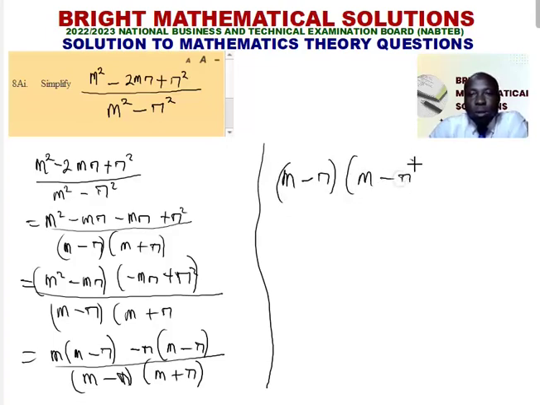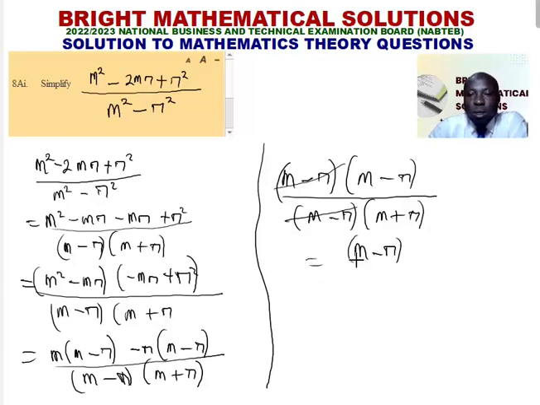m minus n, so now m minus n, m plus n. So we can now cut, since this and this are the same. So m minus n all over m plus n. So that is our solution for this expression.